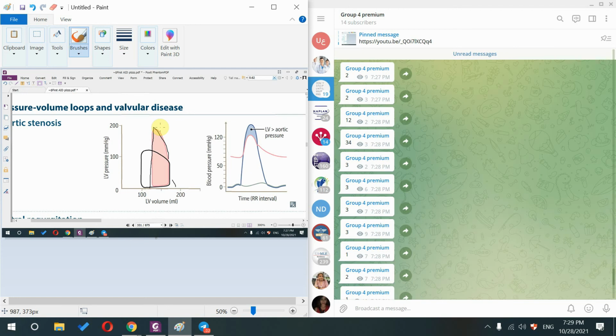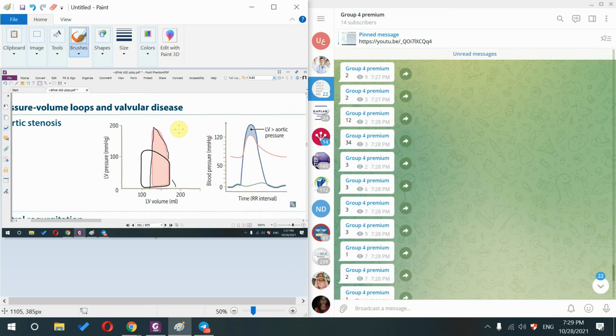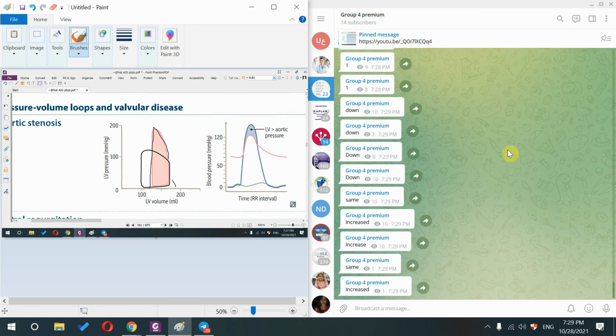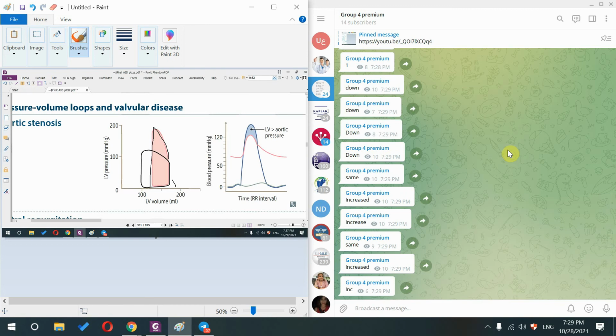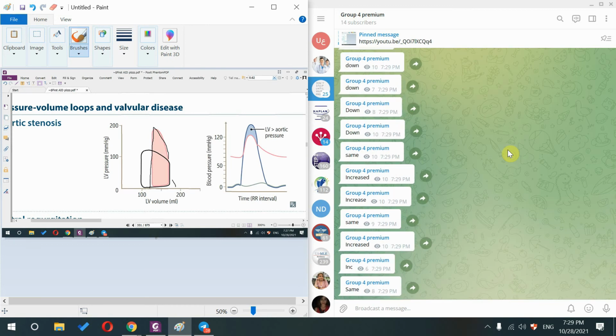Left ventricular end diastolic pressure. Good. What about what happens to the volume? What happens to the end systolic volume? End systolic volume increased. Good. And diastolic volume? Same, exactly. Good job, guys.